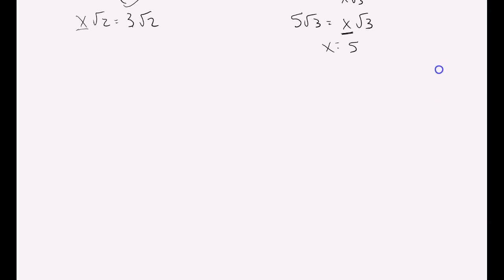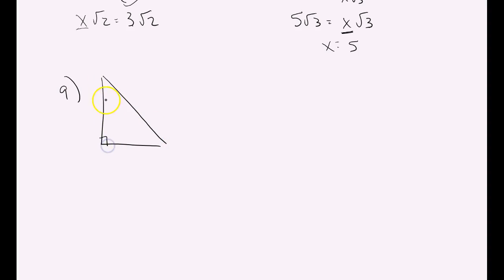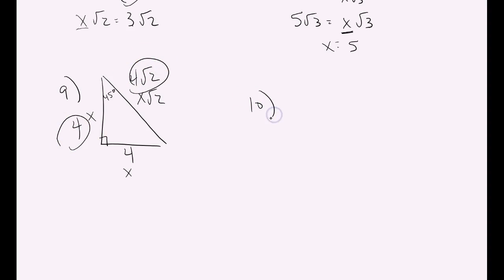The last two, numbers 9 and 10. 9 is 45, 45, 90. And they've given me that leg at the bottom, okay? So since they've given me that, this is x, this is x, this is x root 2. Well, that's a 4, so that's a 4, so that's a 4 root 2. I like those kind. Those are pretty easy. You probably like that kind too.